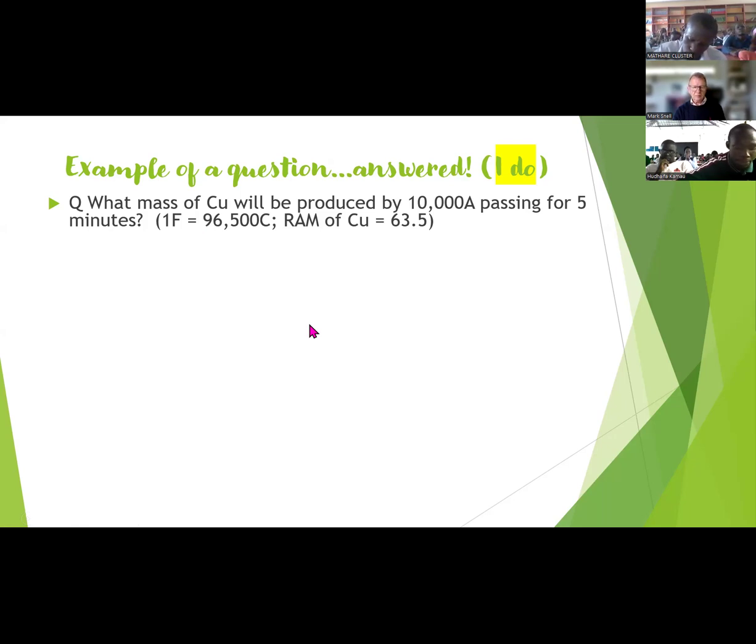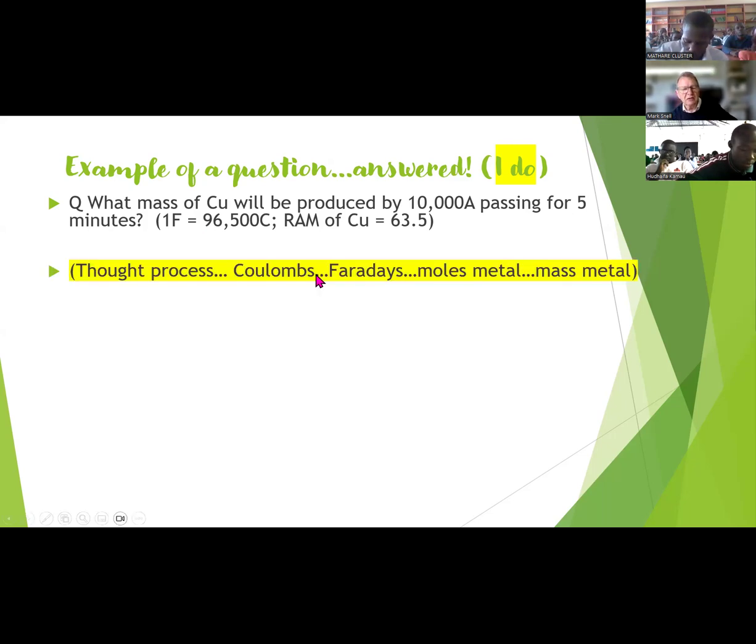10,000 amps, 5 minutes. Okay, so what I have to do, first I need the amount of electricity, but I get the students to talk the process through. So how much electricity in coulombs, in Faradays, how many moles of metal, what mass of metal? That's how I do it. Coulombs, Faradays, moles, mass. Now, some people say CFMM. Have some way of remembering that. Work out the coulombs, how many Faradays is that, how many moles of metal will that produce, and the mass.